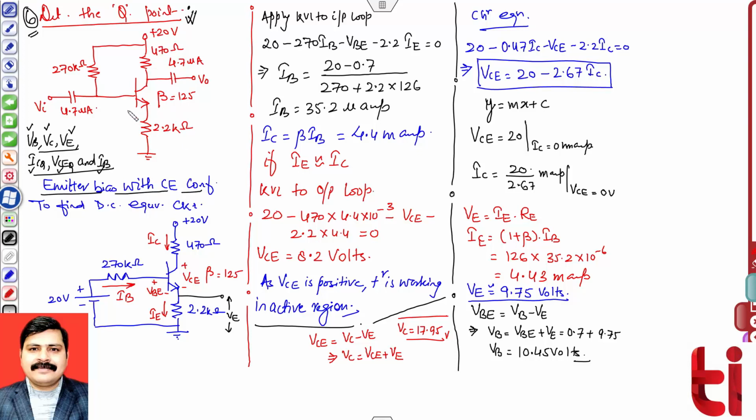And second thing is which type of transistor we have used. So we have used an NPN transistor over here. The value of beta is given 125, VCC is given 20 volts, load resistance RC is given 470 ohms, resistance RE, feedback resistance 2.2 kilo ohm, and my base resistance 270 kilo ohm.